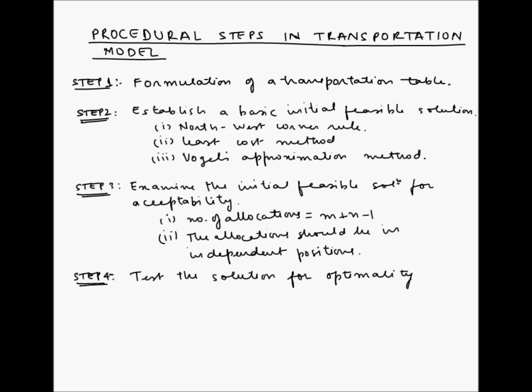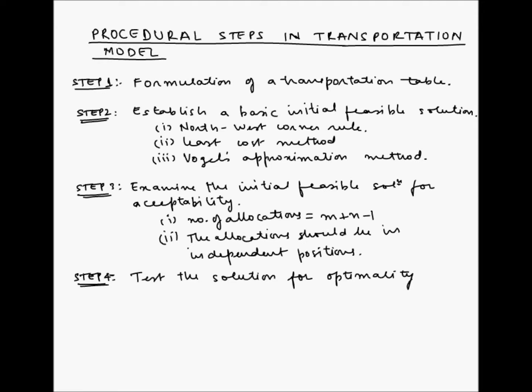So in this step, we test if the solution available is optimal or not. We can say that a solution is optimal only if there is no other alternative solution available which will provide lower transportation cost. So there are two methods which can be used for the optimality test. The first is stepping stone method. And the second one is the modified distribution method.